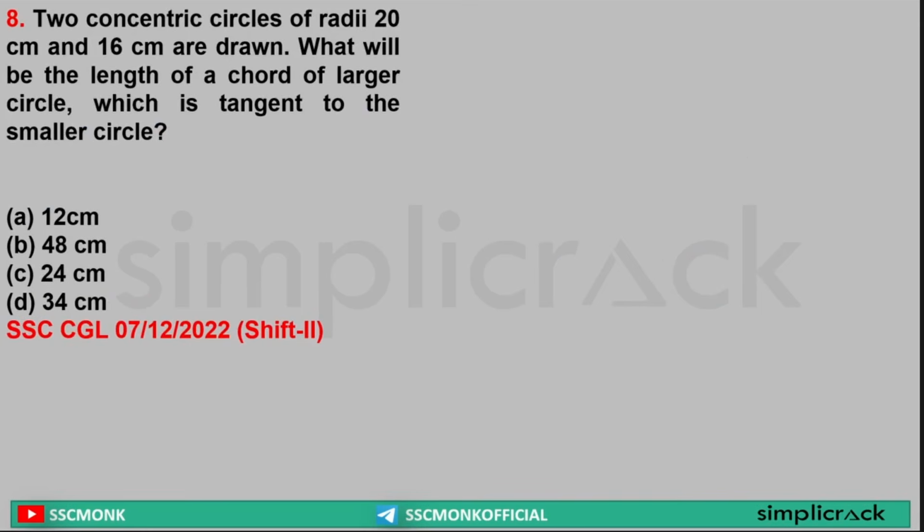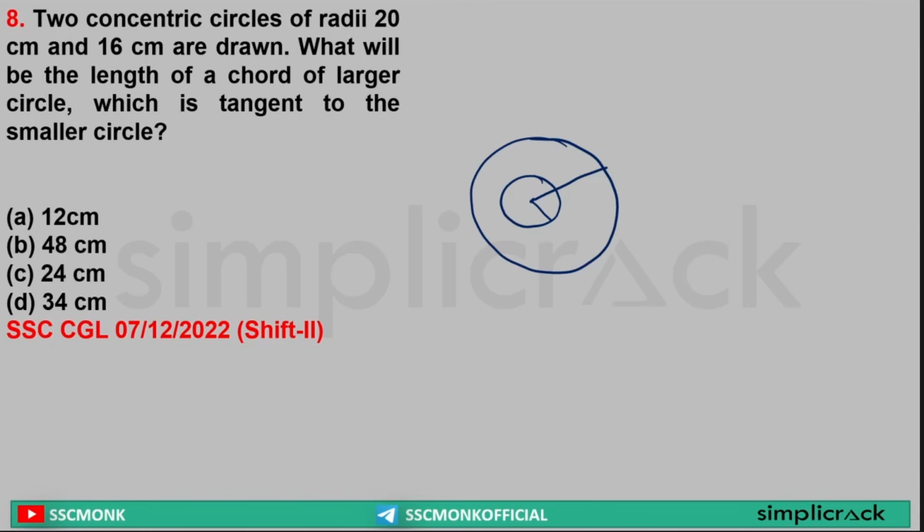Next. Two concentric circles. Concentric means what? Only one center for both the circles. Okay? Don't go by the drawing. Understand the logic. Because of the pad, the drawing is not good. It is saying one circle's radius is 20 centimeter. That means that is the bigger circle. And 16 centimeter, so this is the smaller circle. It is asking what will be the length of the chord of the larger circle which is tangent to the smaller circle.